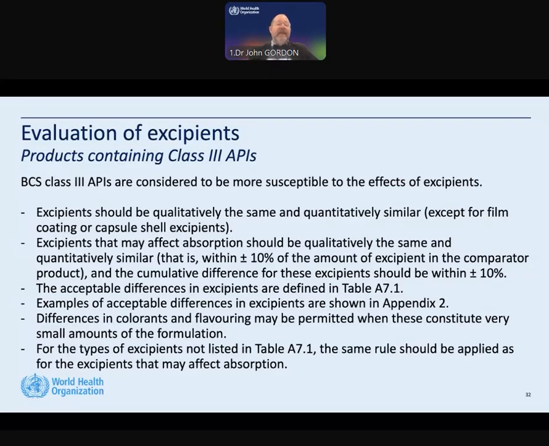For class 3 APIs, because there are restrictions on excipient differences, in that they need to be quantitatively similar to those in the comparator product, much more information is needed, of course. And acceptable differences for excipients are defined or delineated in one of the tables provided in the guideline, and I'll look at that in just a second. And then the guideline also provides some examples that help you determine whether differences between the proposed product and the comparator product are acceptable, and they're shown in an appendix to the guideline.